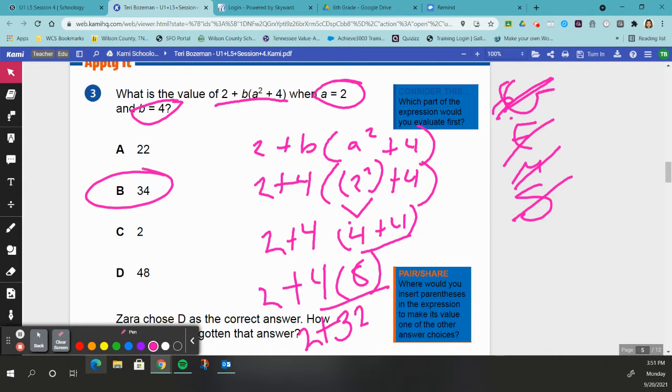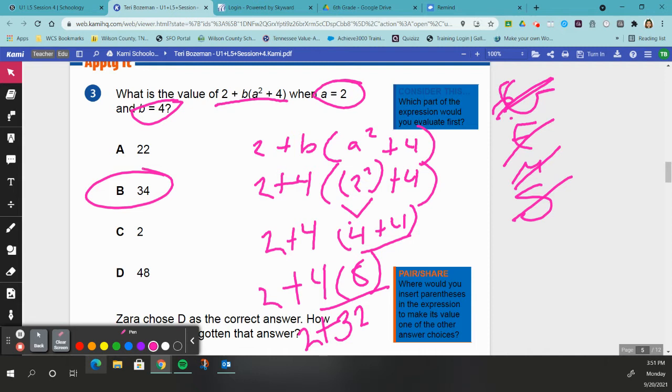Now it says that Zara chose D as the correct answer. How might Zara have gotten the answer wrong? So D is 48. So I need to look at my steps and decide, is there anything where I have some factors that would equal 48? Because I do have multiplication. So let's start there. I see an 8. So I know that 8 times 6 would be 48.